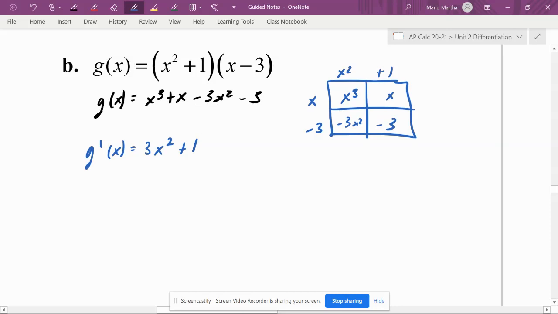And then for the next one, we have the constant negative 3, and then times n, which is positive 2, times x to the first power, right? Take away 1 from there. And then the derivative of a constant is 0, so plus 0. And then again, g prime of x, we simplify one more time. We combine any like terms if we have any. We're going to have 3x squared minus 6x plus 1.